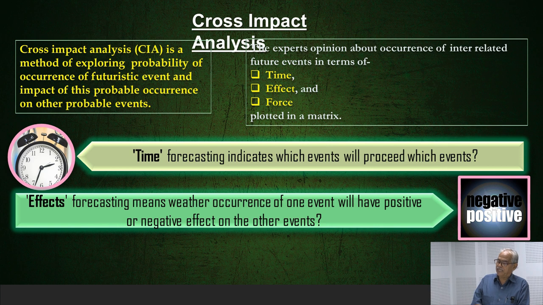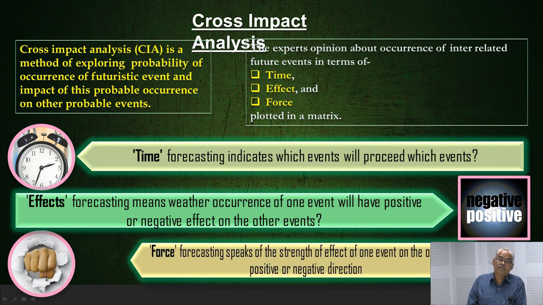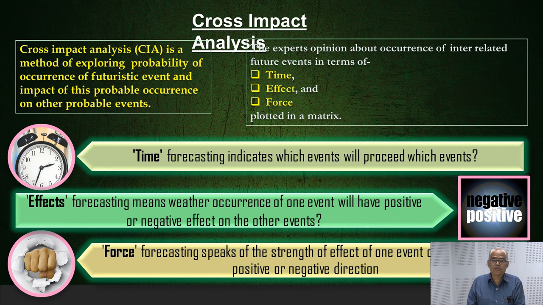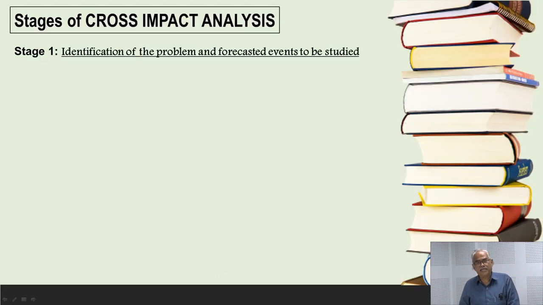So there are different stages of cross-impact analysis study where different kinds of forecasted events are plotted in a matrix and the experts are asked to give their judgment on the time, effect and force of the relationship between different future forecasted events. So the first stage is we must identify the problem and we must forecast the events to be studied.